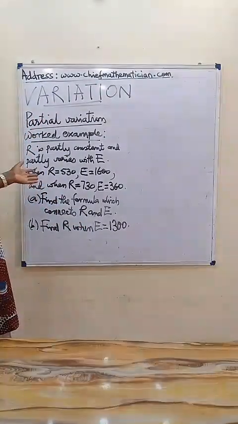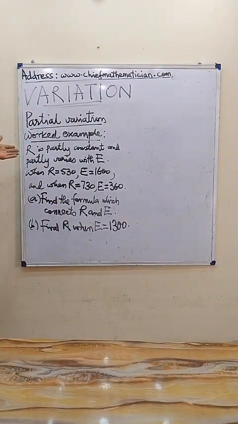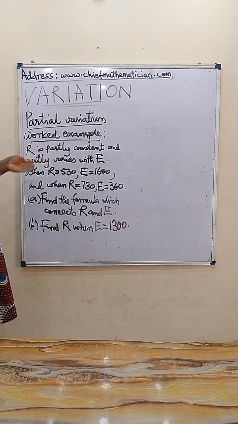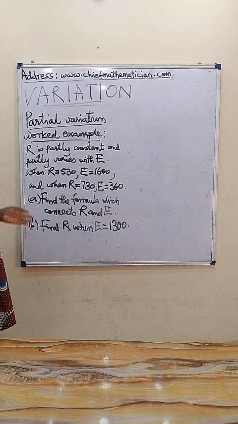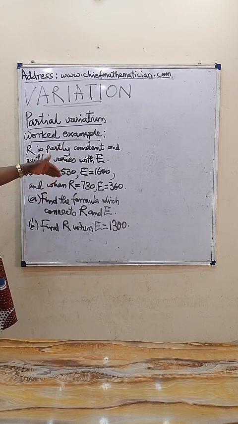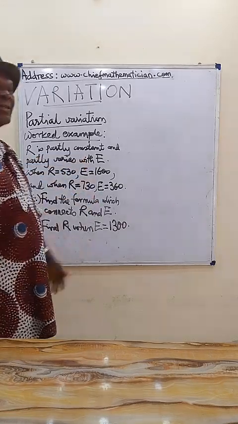Look at this situation very well. R is partly constant and partly varies with E. When R is 530, E is 1600. And when R is 730, E is 360. The question says, find the formula which connects R and E. B. Find R when E is 1300.